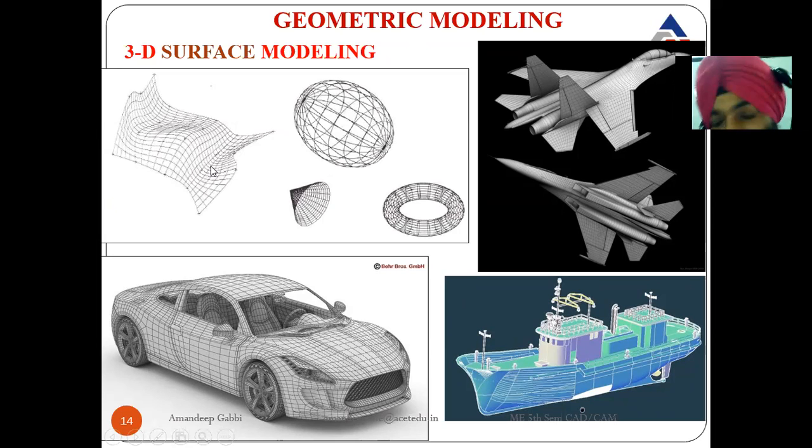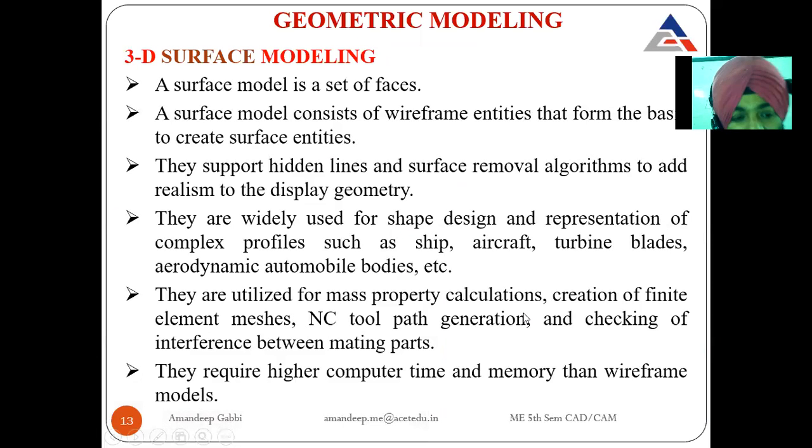Then you extend this line into a surface. This aeroplane is also a surface model. This ship is also a surface model. They are widely used for ship shape design and representation of complex profiles such as ship, aircraft, turbine blades, and automobile bodies. They are utilized for mass property calculation and creation of finite element mesh.